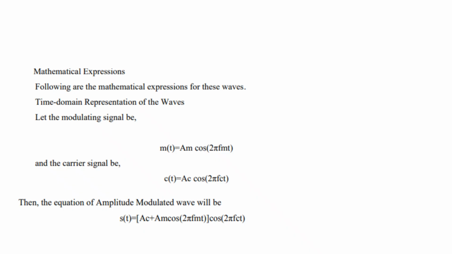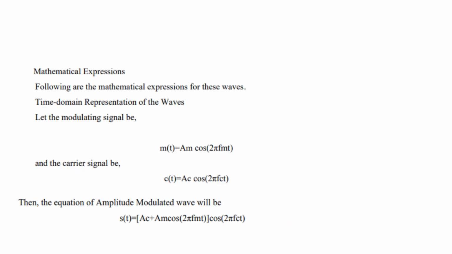Next, we shall represent the carrier signal. The carrier signal is indicated as c(t). It is also a cosine waveform, Ac cos 2 pi fc t, where Ac is the amplitude of the carrier signal and fc is the frequency of the carrier signal.